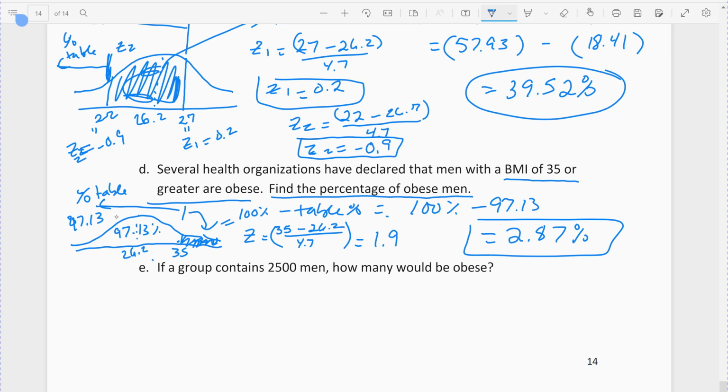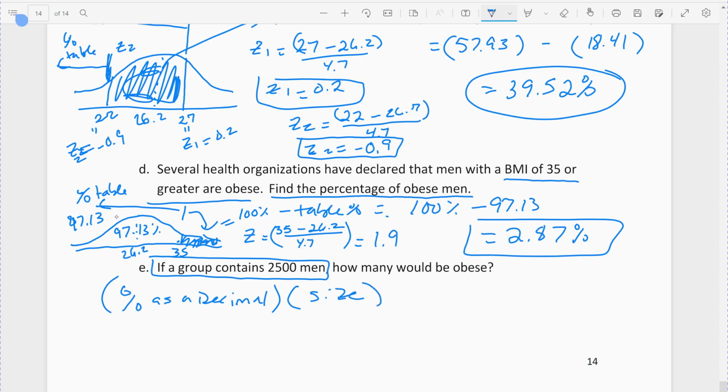The last one then is to ask you how many, right? So again, this one kind of walks you through every single type of example. Right, less than, greater than, between, and then how many. So remember, when we find out how many, you take your percent as a decimal, don't forget as a decimal, multiply it by the size of the group. And so in this case, the decimal is, you divide your percent by 100, in case you don't know how to convert.